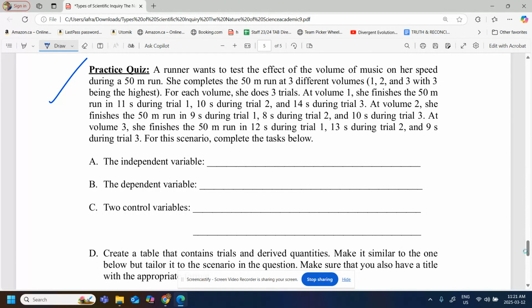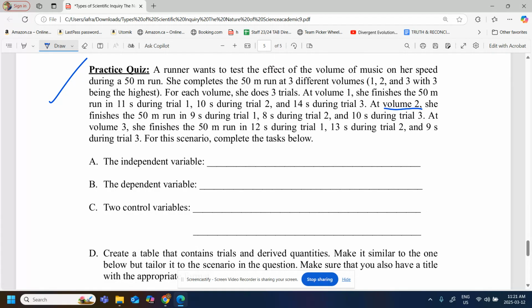At volume 1, she finishes the 50-meter run in 11 seconds during trial 1, 10 during trial 2, and 14 during trial 3. At volume 2, she finishes the 50-meter run in 9 during trial 1, 8 during trial 2, 10 during trial 3. And at volume 3, she finishes the 50-meter run in 12 seconds during trial 1, 13 during trial 2, and 9 seconds during trial 3. For this scenario, complete the task below.